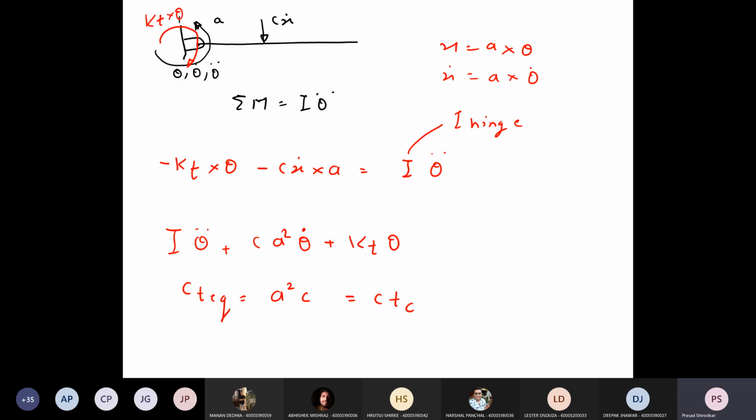And what is C torsional critical? It is 2 into the square root of I equivalent into K torsional equivalent. So substitute the values and find the value of C. All the values are given in the equation. Substitute all the values, tell me the value of C, and post it in the chat box.